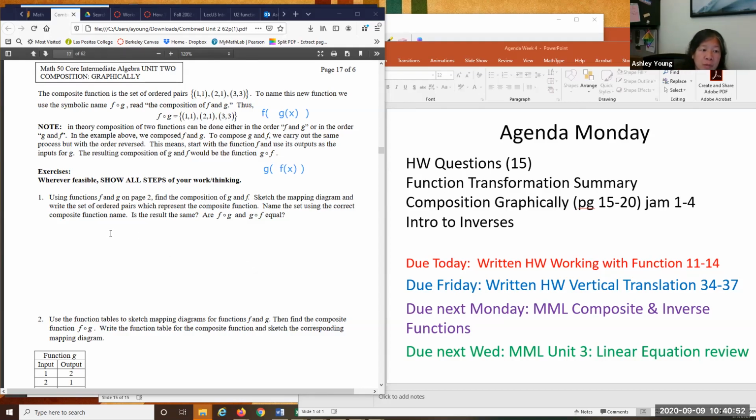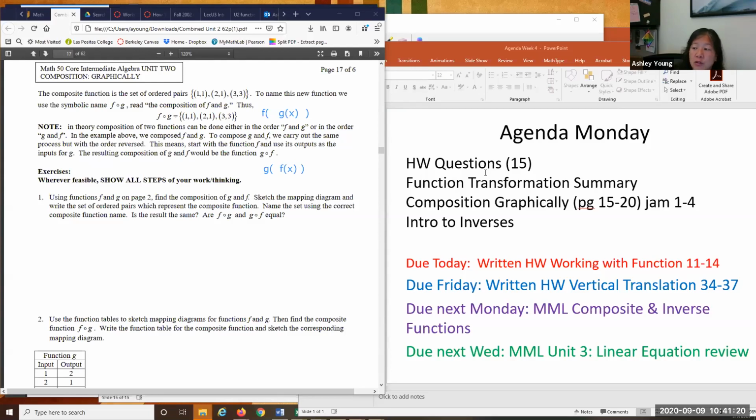All right, so we're going to do some exercises. Using the functions F and G on page 2 on the previous page, find the composition of F and G. Sketch the mapping diagram and write the set of ordered pairs which represent the composite function. First, we're going to do G of F of X, so we do F first, then G, instead of the other way around.